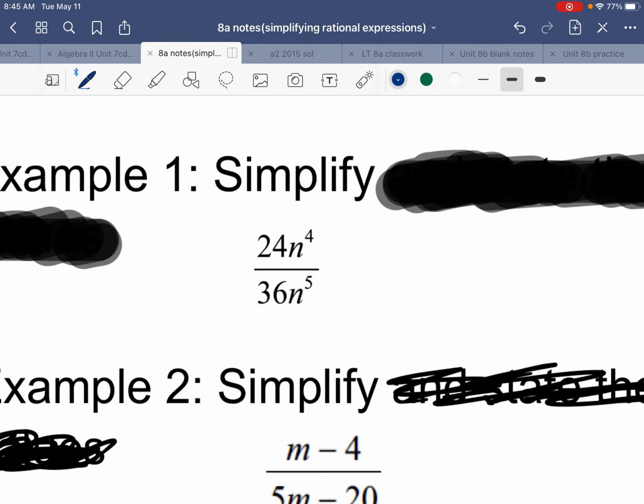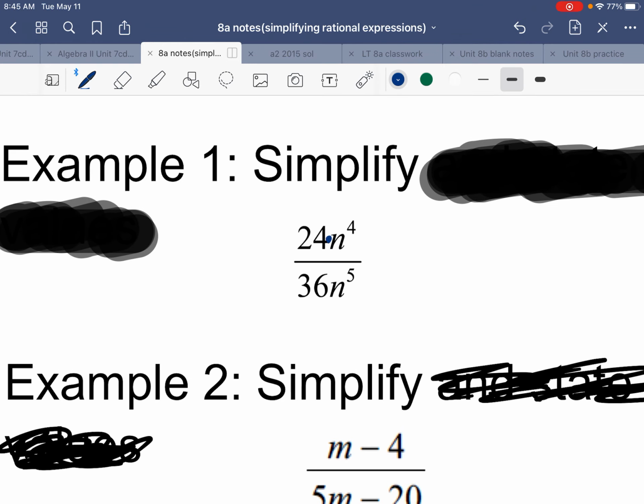At this point, we actually have factors. 24 is a factor, n to the fourth is a factor, 36 is a factor, and n to the fifth is a factor. So we're going to look to simplify 24/36. That's a fraction. You can divide numerator and denominator by anything that's in common: 2, 4, 6, 12. 12 is the biggest one. So you divide the numerator by 12, you get 2. Divide the denominator by 12, you get 3.